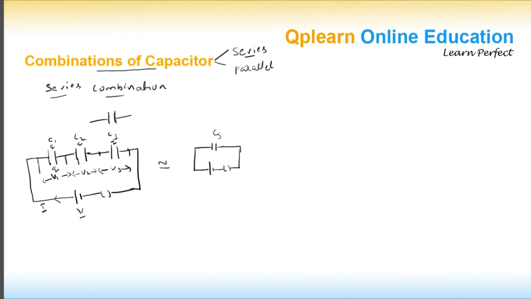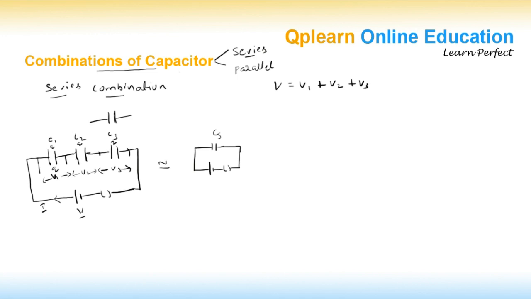Now how do we find the equivalent capacitor? There is a method, and we have to do a small derivation. First, in this circuit what is different? The voltage is different, so we take the voltage. The total voltage V is equal to V1 plus V2 plus V3. I am adding all the 3 voltages. That should be equal to the source voltage.